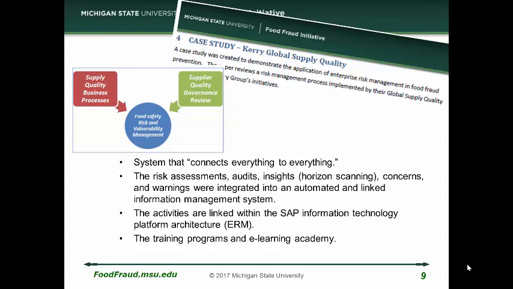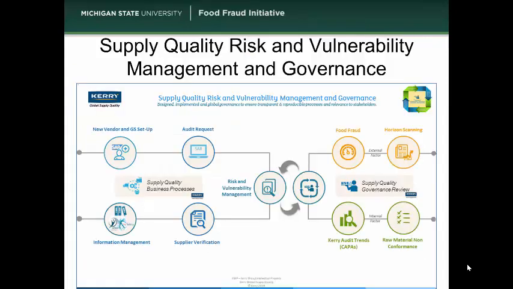So they've got oversight, and then they have a way for lessons learned and best practices to be shared. So here's a look at the system itself for Kerry. And what we'll do is we'll first look on the left side and then look at the right side. We mentioned the two major areas, and one is supply quality business processes. So these are activities that are going on in the business.